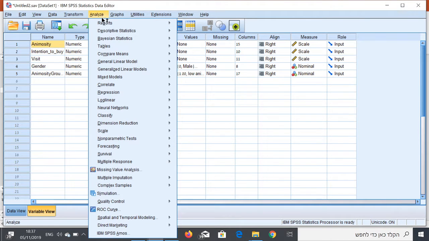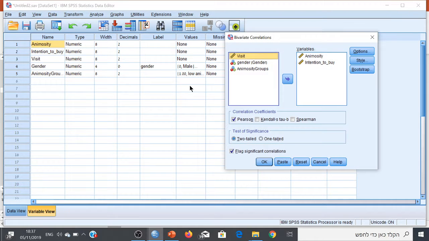We go to Analyze, go down to Correlate, Bivariate, and all the variables in our data set are here in this window. And what we want to do is transfer the two variables between which we would like to examine the associations to the Variables box. So we choose animosity and intentions to buy.